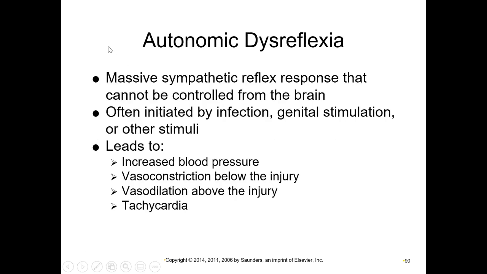Autonomic dysreflexia. Autonomic dysreflexia is a massive sympathetic reflex response that cannot be controlled from the brain. This happens sometimes by infection, by genital stimulation, or other stimuli. What can it lead to? Vasoconstriction below the injury, vasodilation above the injury, tachycardia, increased blood pressure. Did I say that?